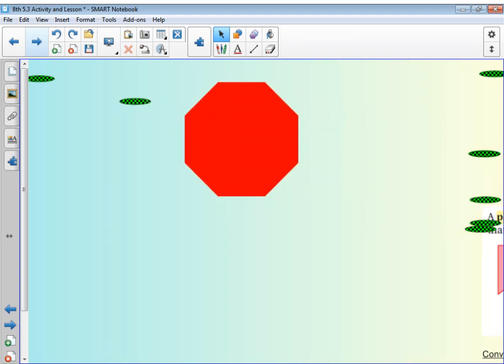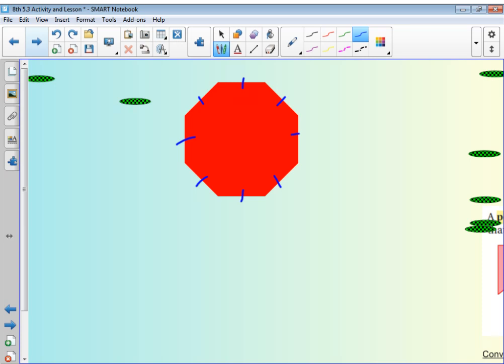Okay, so here, this one's got lots of sides. If we go through and mark each of the sides, I like to mark them because I'm always afraid that I'm going to miss one of them. So 1, 2, 3, 4, 5, 6, 7, 8. So this is an octagon, 8 sides.